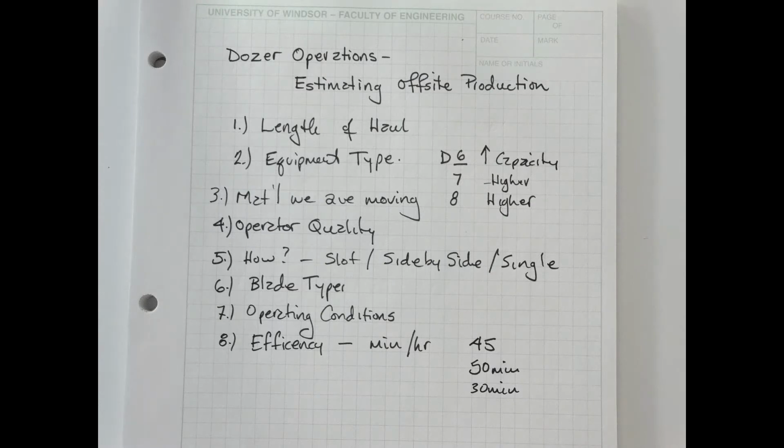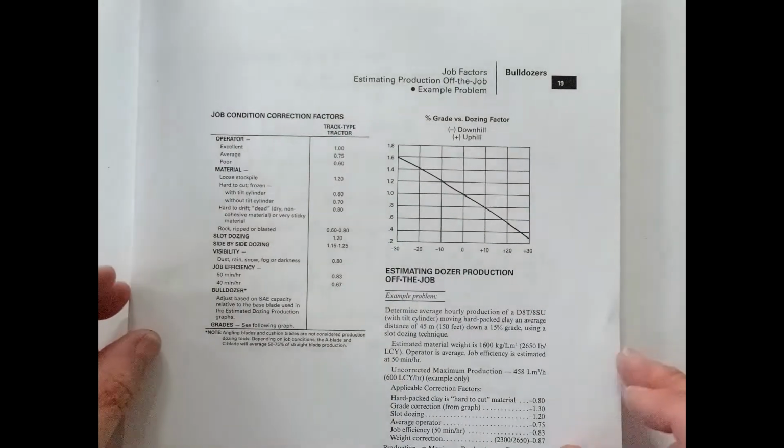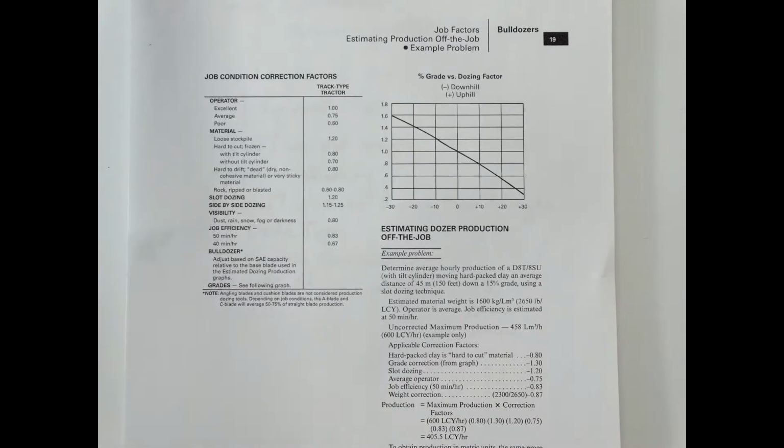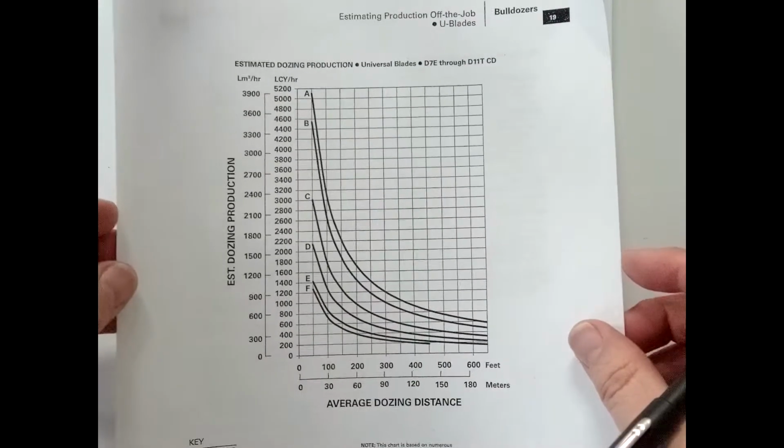Once we have these types of pieces of information defined, we can go from there to estimate our production. And the way that we do that is using two curves. The first here is our job conditions correction. The second curve is based entirely on the equipment that we intend to use. And so I'm going to arbitrarily select a piece of equipment that I'm going to use here. And if I do that, you can see that this is what this curve looks like.